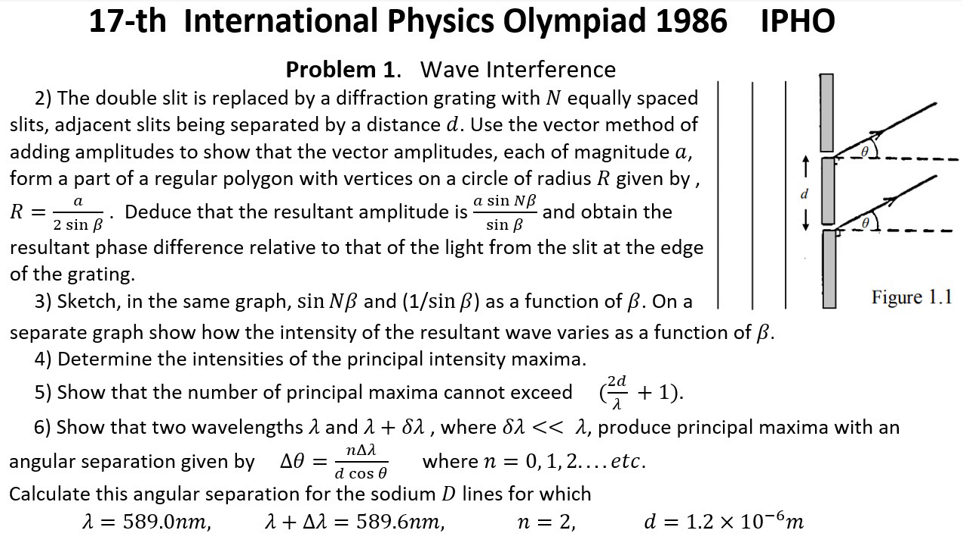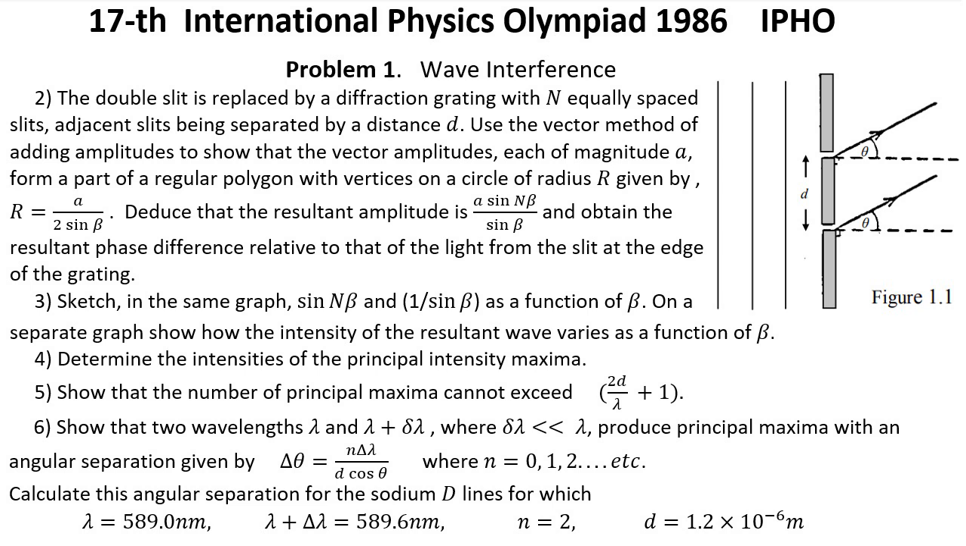Question 3. Sketch, in the same graph, sine n beta and 1 over sine beta as a function of beta. On a separate graph show how the intensity of the resultant wave varies as a function of beta. Question 4. Determine the intensities of the principal intensity maxima. Question 5. Show that the number of principal maxima cannot exceed 2d over lambda plus 1.